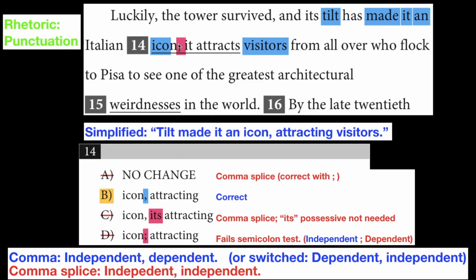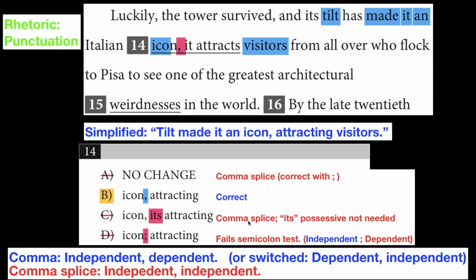And if you leave it the way it is, you've got a complete sentence here and a complete sentence before and a complete sentence after. So that's why it's a comma splice. If you change this to a semicolon, it would be great.